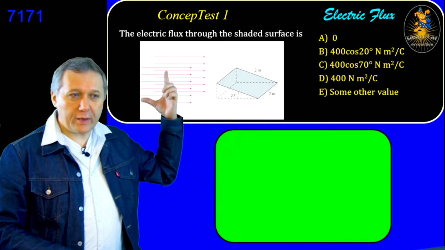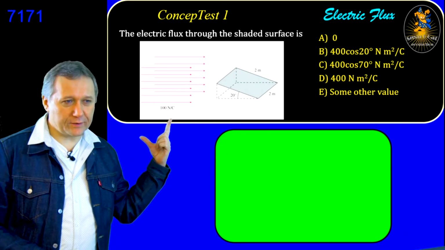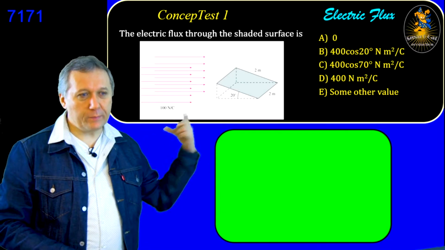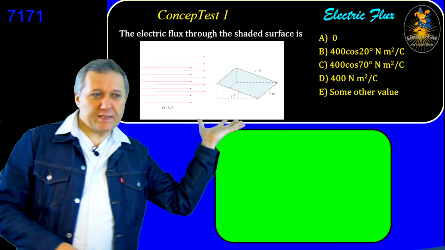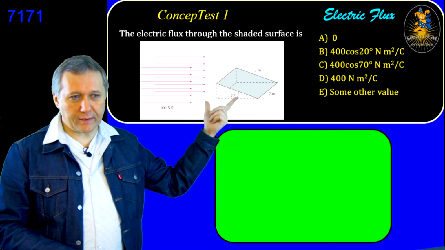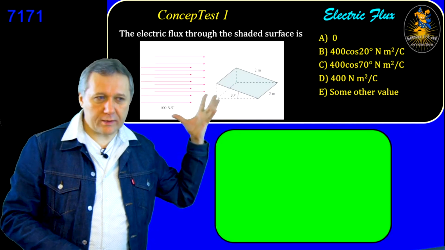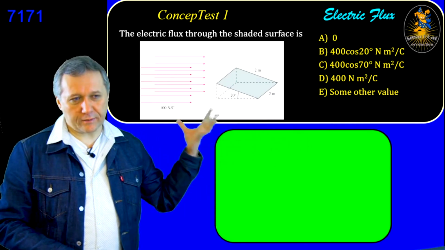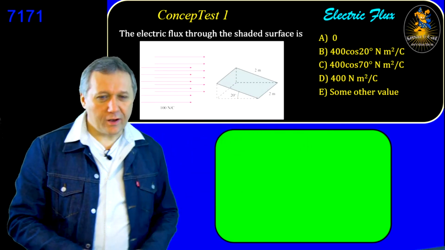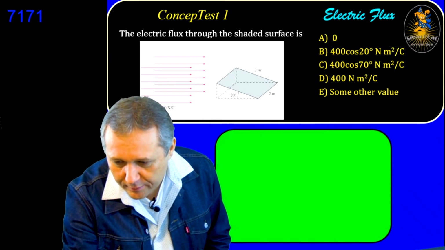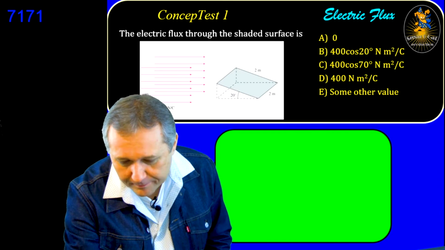All right, so what do we have here? We have a uniform electric field. Electric field strength is given, 100 newtons per coulomb. Then there is a flat surface tilted relative to the horizontal line, and this angle is 20 degrees. The surface is 2 by 2. What's the electric flux through this surface? Okay, quickly answer it. I will look at the distribution of your answers.